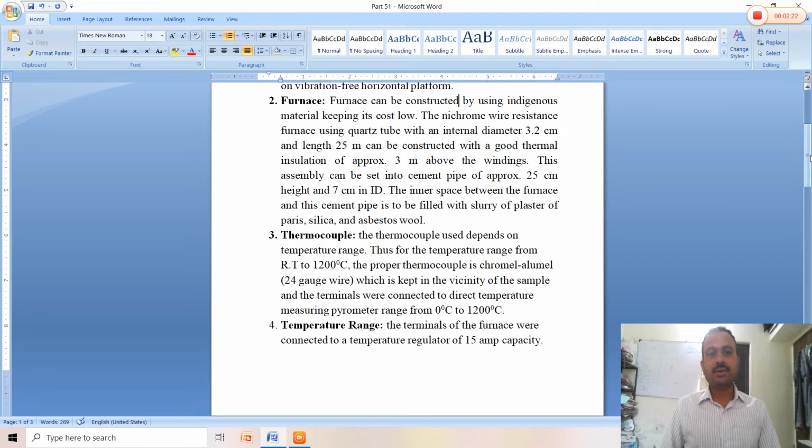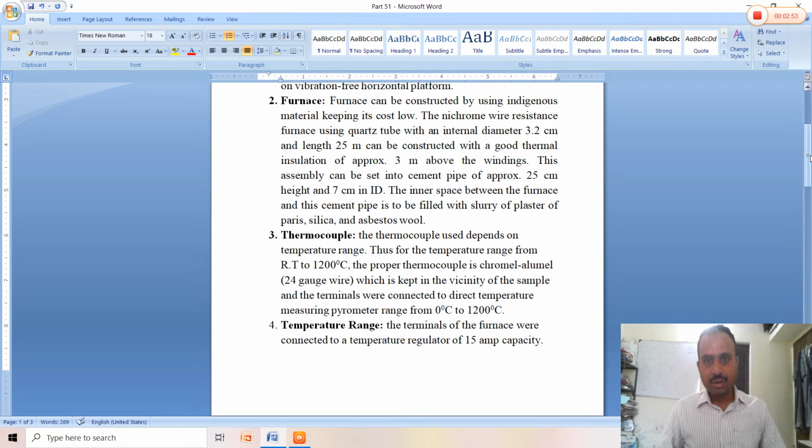Now the second instrumentation part is the furnace. It can be constructed using an indigenous material, keeping its cost low. The nichrome wire resistance furnace using a quartz tube with an internal diameter of 3.2 cm and length of 25 meter can be constructed with a good thermal insulation of approximately 3 meter above the winding.